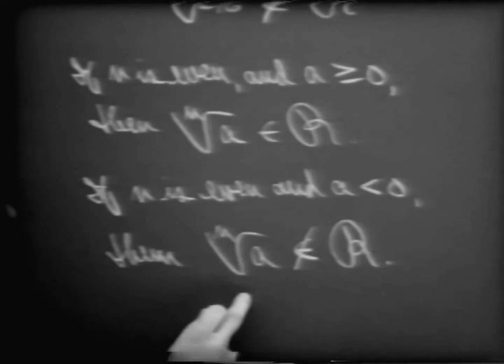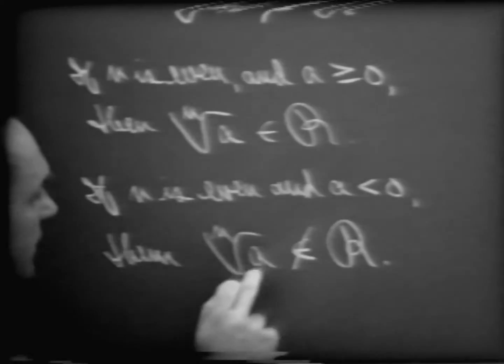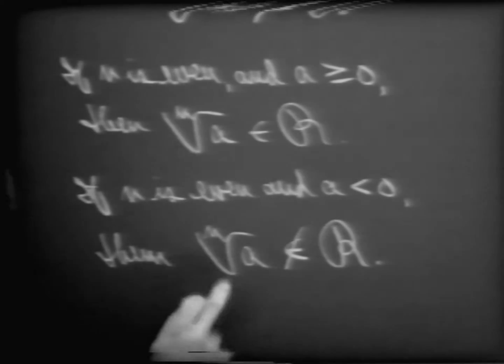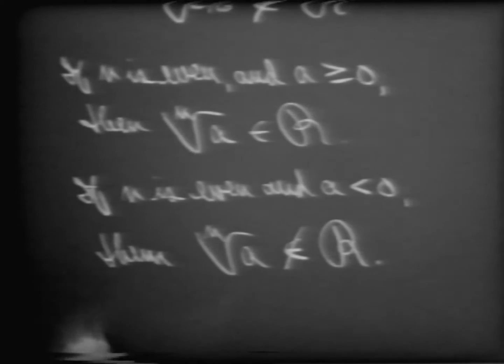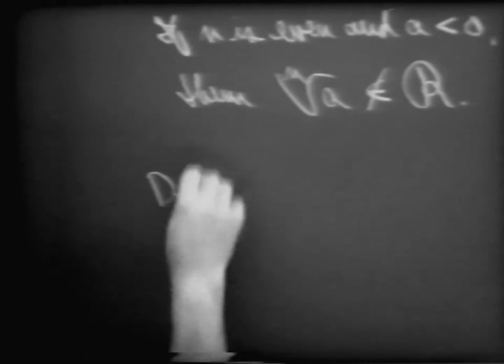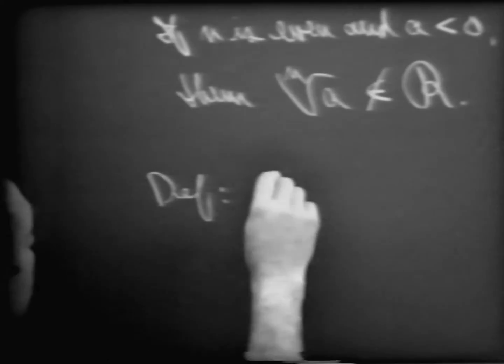In other words, this number, when n is even and a is less than 0, is not a well-defined number. It's not a real number. Now, from that, I think we can say something about the, well, in fact, let's make the definition of what is meant by this.